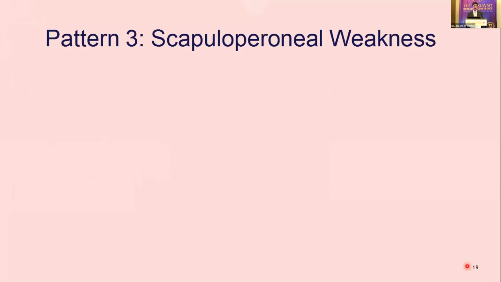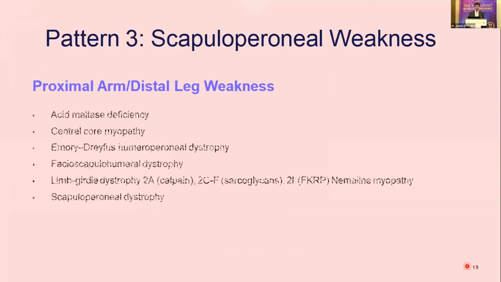If a patient has scapuloperoneal weakness, meaning proximal arm and distal leg weakness, then they could have scapuloperoneal dystrophy, or facioscapuloperoneal dystrophy with the facial muscles involved. They may also have acid maltase deficiency, central core myopathy, Emery-Dreifuss, and some of the limb girdles, specifically calpain and FKRP.